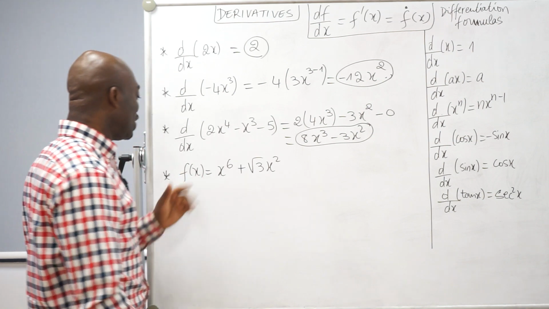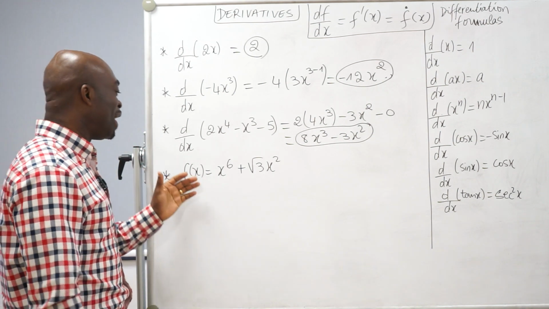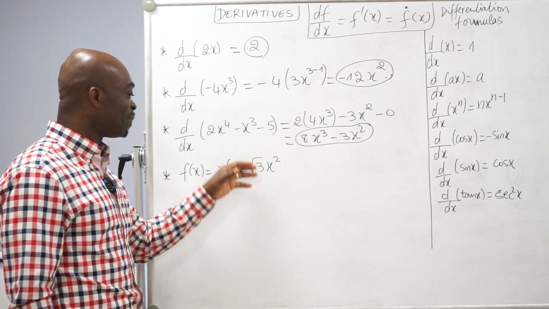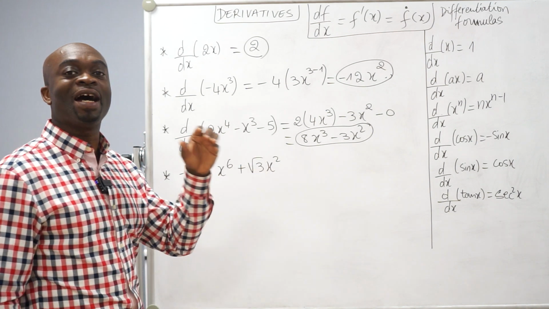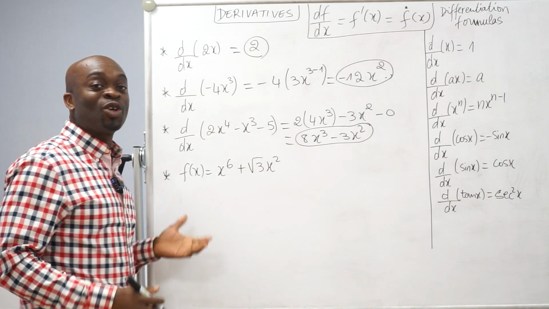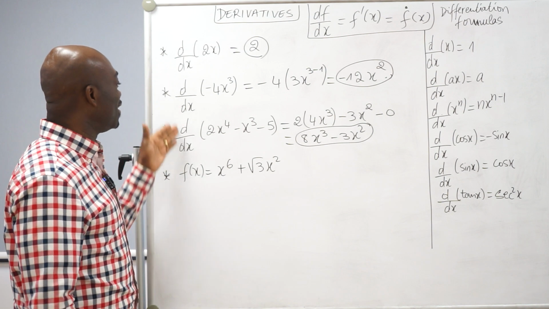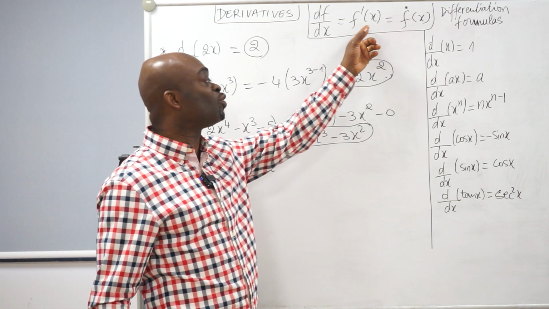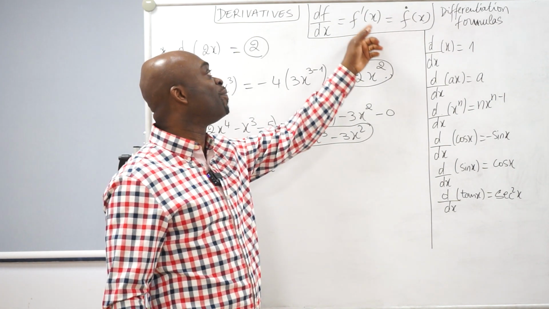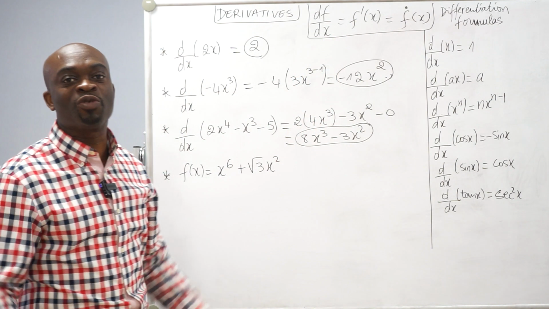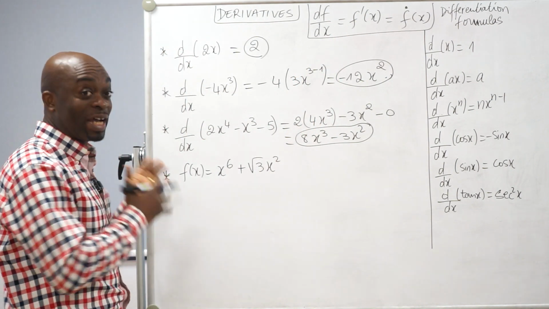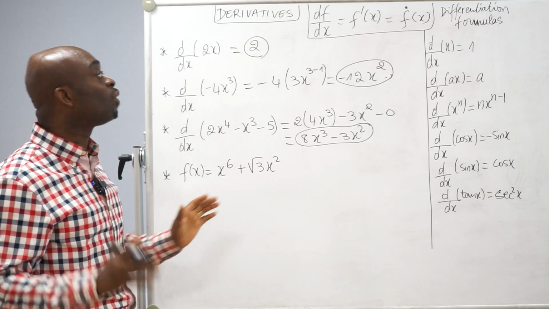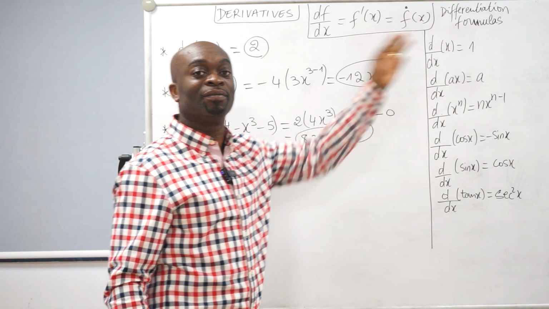All right? So let's take a look at this one here. So now the function here is f of x equals x to the 6th power plus square root of 3 times x to the 2nd power. So like we were doing before, you see the notation is different, but in this case, this is f of x, right? So that means we're going to use this notation here, f prime of x, which will be the easiest one to use as a notation, okay? Again, it's just the same thing.